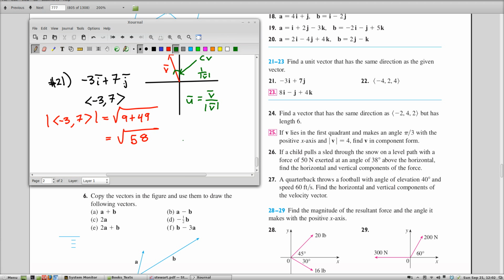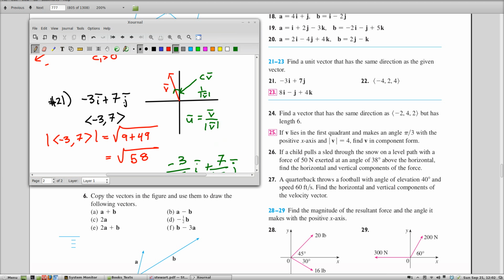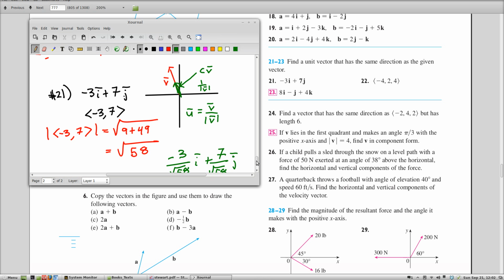So if you normalize a vector, that terminology means that you just translate it into a unit vector. And in this particular case, the answer is -3 over the square root of 58 i plus 7 over the square root of 58 j, and that would be this guy. So it would be length 1 in the same direction as v. So that's how you do it, and that's what it means. Now let's find something else to do.